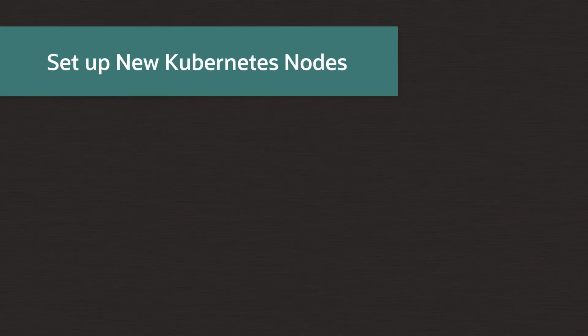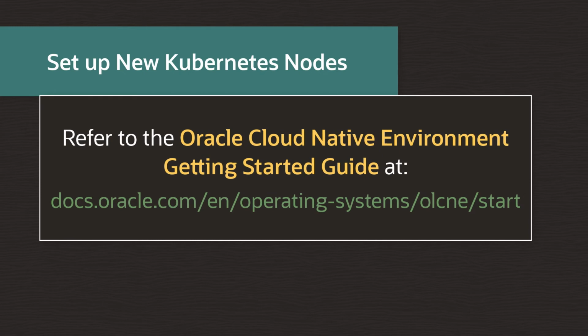We'll now discuss the steps needed to prepare 2 more systems to be added to the cluster. On your Oracle Linux 8 systems that will function as the new control plane and new worker nodes, make sure the prerequisites listed in the Oracle Cloud Native Environment Getting Started Guide are met.